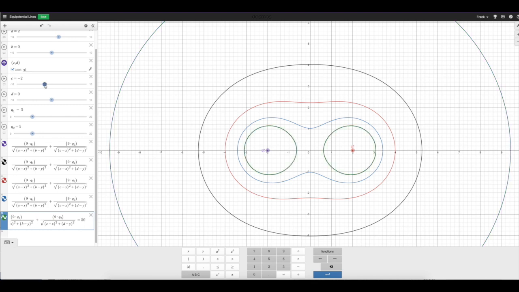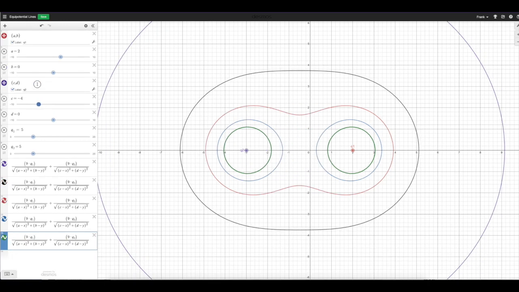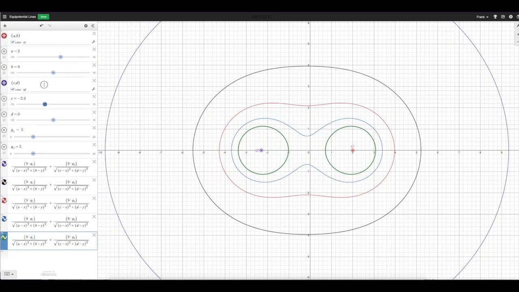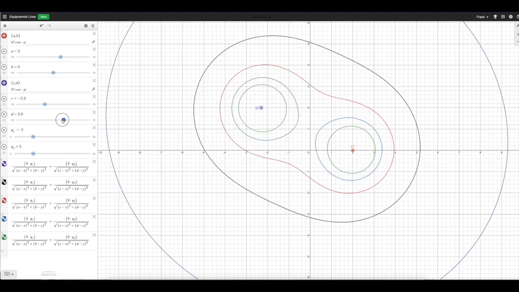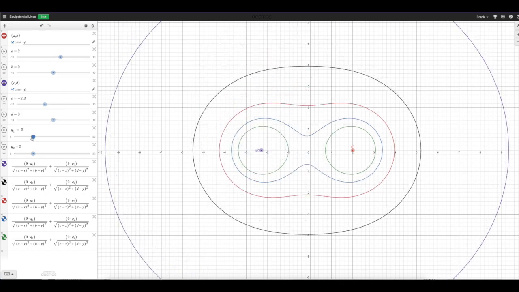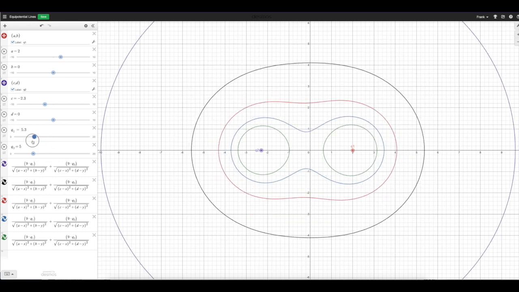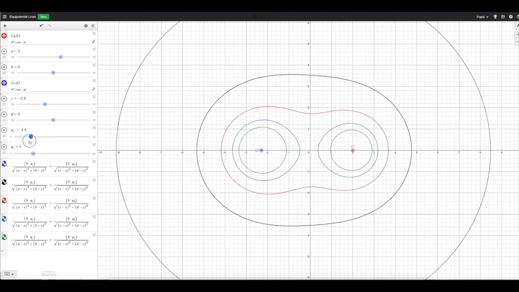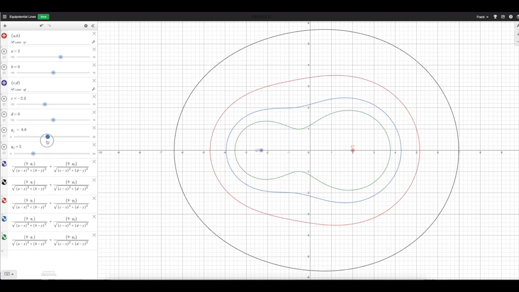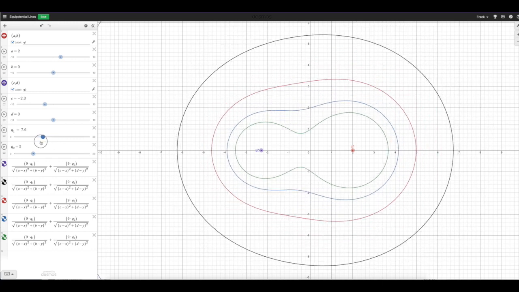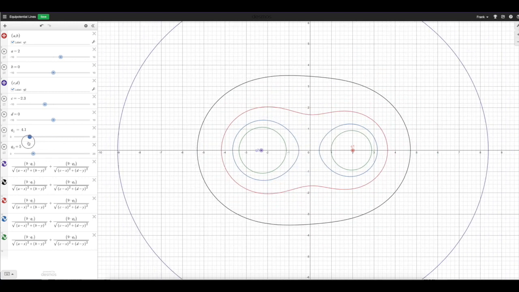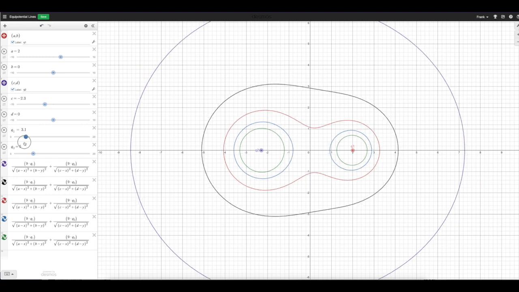And then I can simply take my charges and I can move them. And I can change the strength. And this will allow me to see my equipotential lines in a really simple and easy to calculate way using Desmos as my calculator.